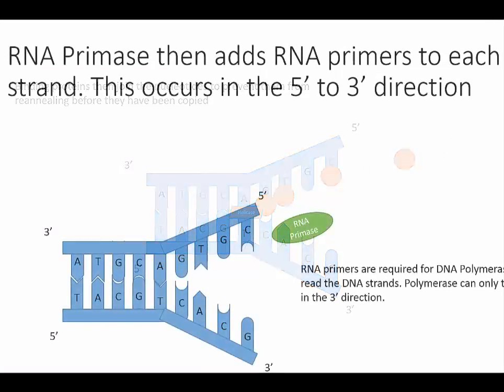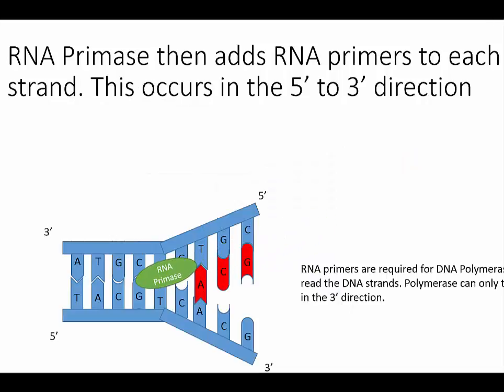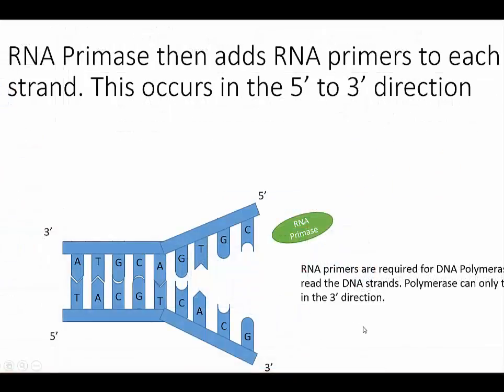RNA primase then adds the RNA primers to each strand. Now what these primers do is they give polymerase, it's kind of like a flag, to tell it where to start and what to pick. Polymerase picks these up and then places down the appropriate bases.